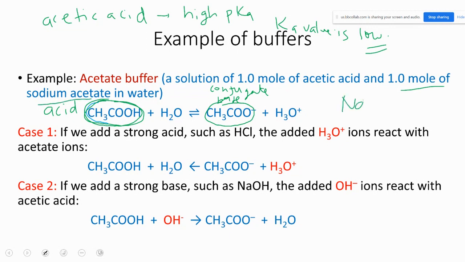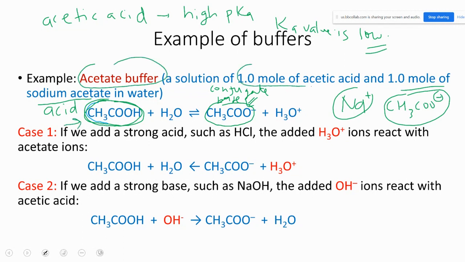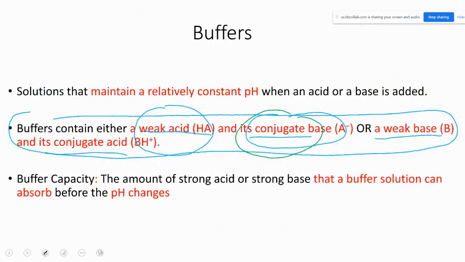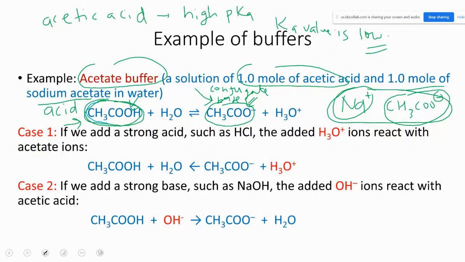Whenever you have sodium acetate in water, remember it dissociates into its cation, sodium, and the CH3COO minus by itself. And that's how I can get this. That means all I have to do to prepare this acetate buffer is take 1 mole of acetic acid and then 1 mole of this sodium acetate. And guess what? I just prepared a buffer, because this is a weak acid and this is the conjugate base of that weak acid, and by the definition of buffer I need a weak acid and its conjugate base. And so I hope this is making sense.